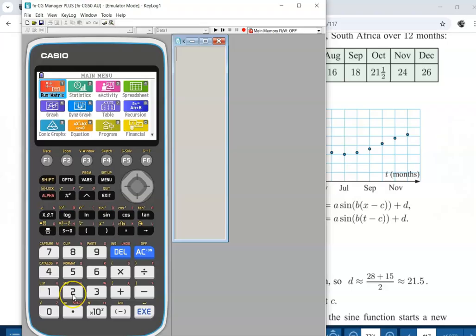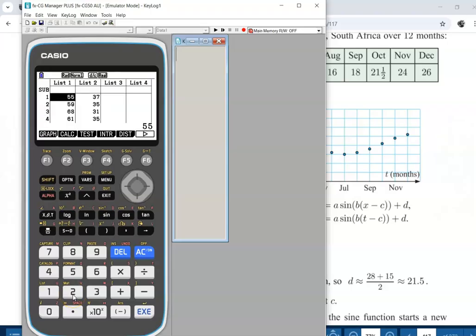To the stats mode. Okay, now I've got something in my stats mode because I've used it before. Do you have anything in yours? Yes. All right, so if you do, what have you got?